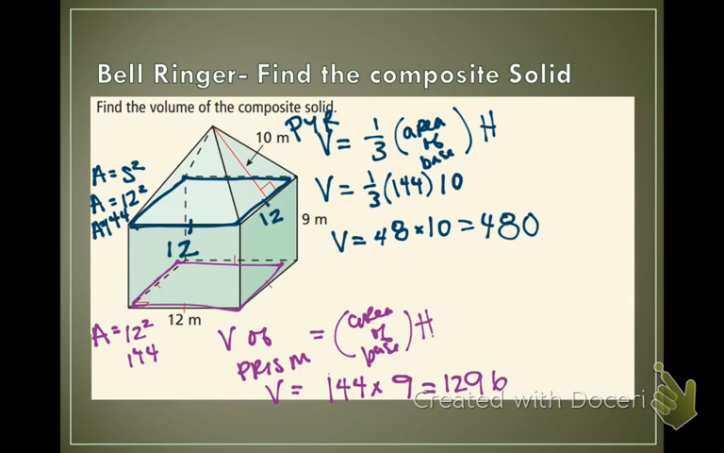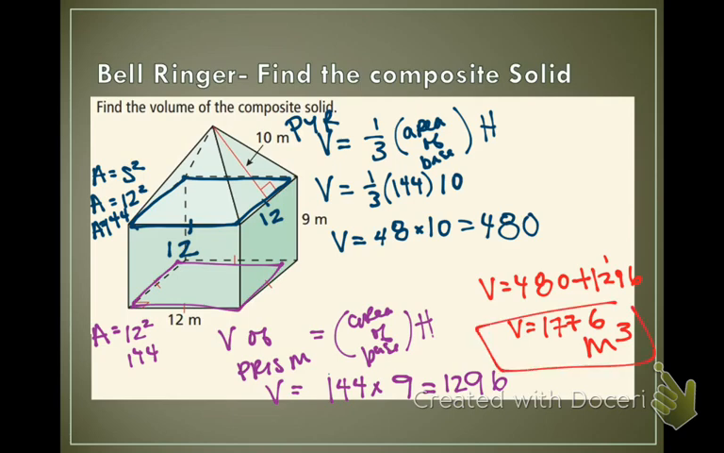So what do we do with those two volumes? Add them together. So the total volume will be 480 plus 1296. And what do we get? 1776. And then meters cubed is the full volume. So the blue is the volume of the pyramid. The purple is the volume of the prism on the bottom.